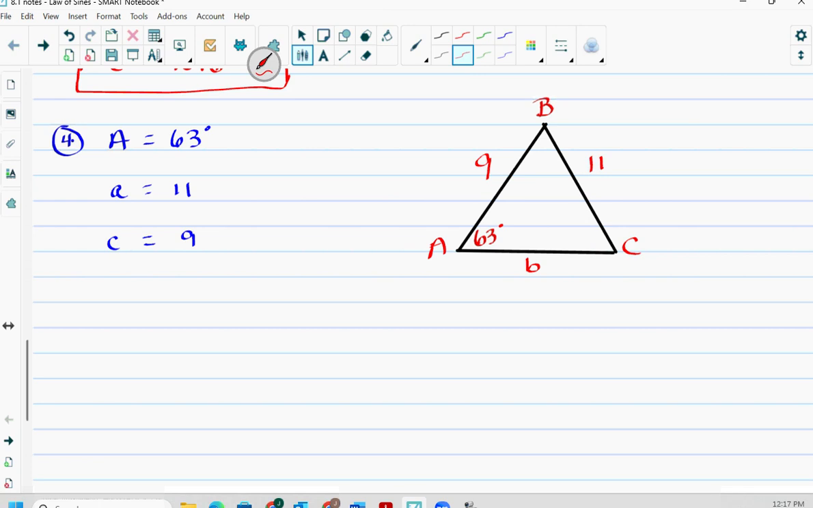What do you think we have to find first this time? Yeah, angle C. Otherwise, you're going to have multiple variables going on. So I'm going to set up sine of 63 over 11 equals sine of C over 9. So we've got 9 sine of 63 over 11 equals sine of C. So I'm solving for the angle. What do I have to use to solve for an angle? Inverse sine. Yes.